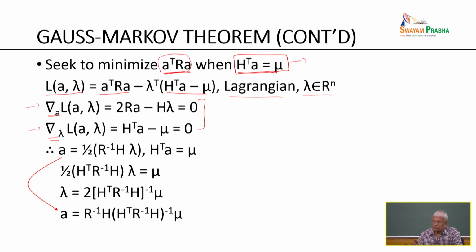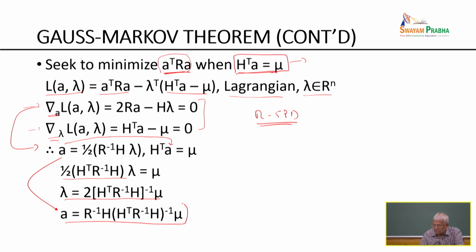I'm assuming R is SPD. So by solving the first equation, I can get A is equal to 1/2 of R inverse H lambda. This comes from here. And H transpose A must be mu. So I substitute this A in here. So 1/2 of H transpose R inverse H lambda must be equal to mu. Therefore, lambda is equal to 2 times (H transpose R inverse H) inverse mu.